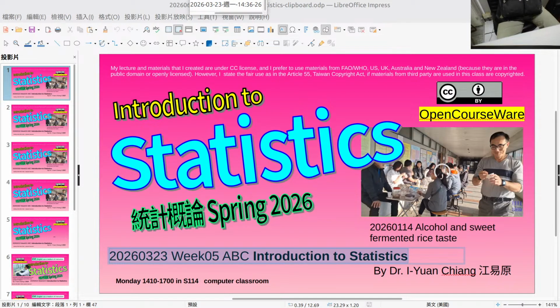And now, of course, the next question is how to calculate the standard deviation. You can calculate the standard deviation.